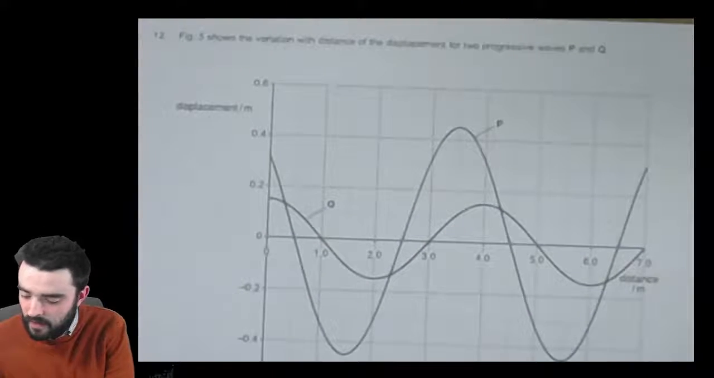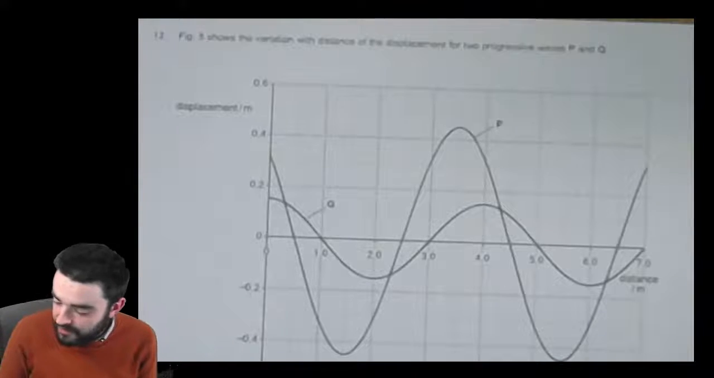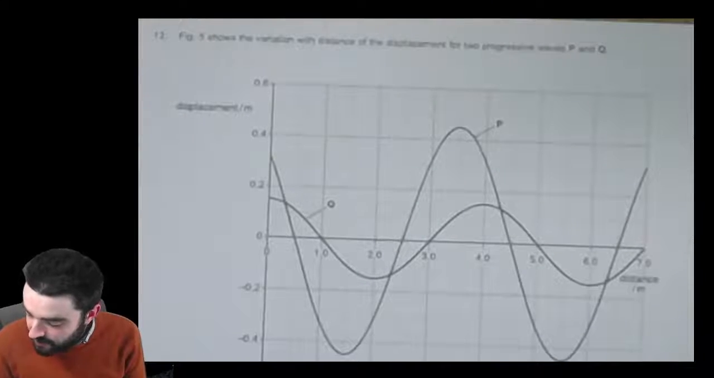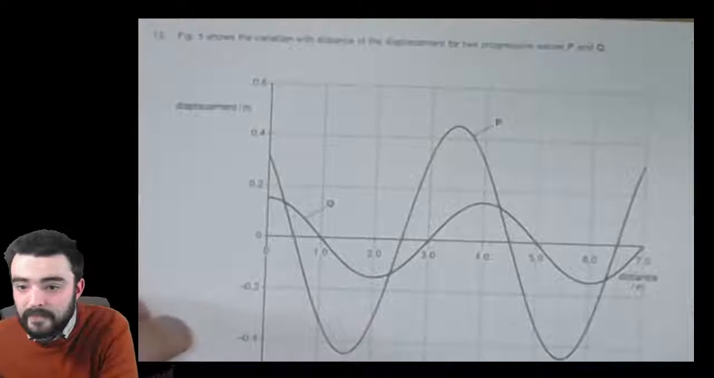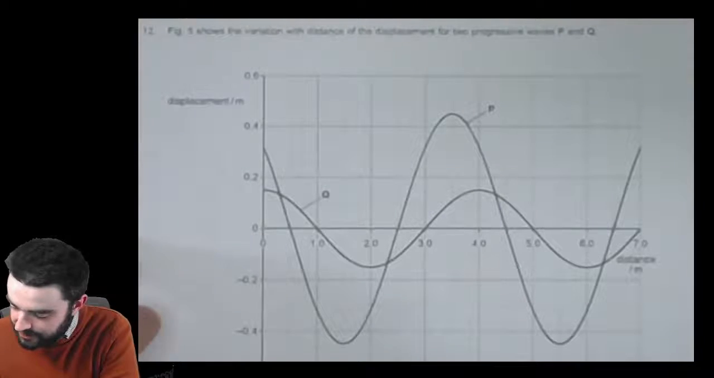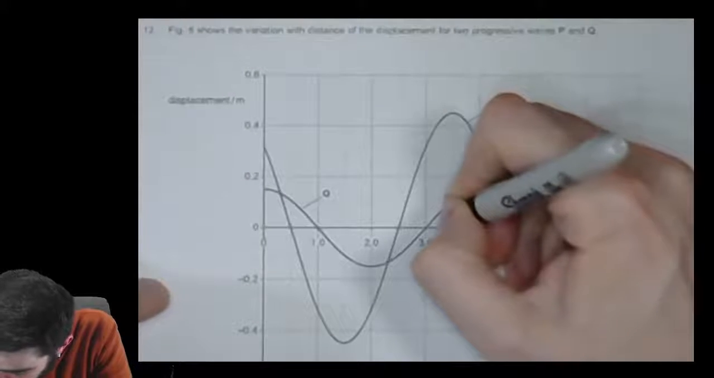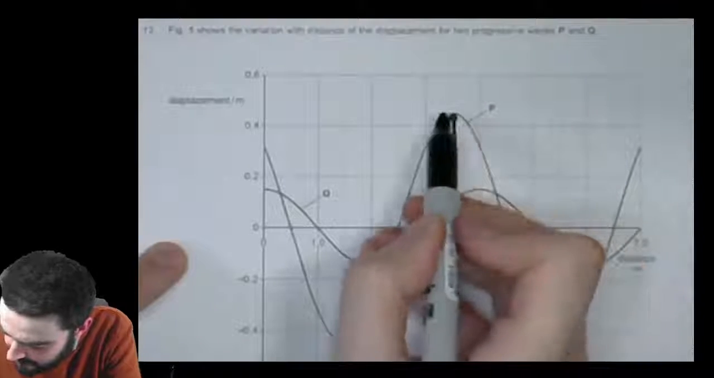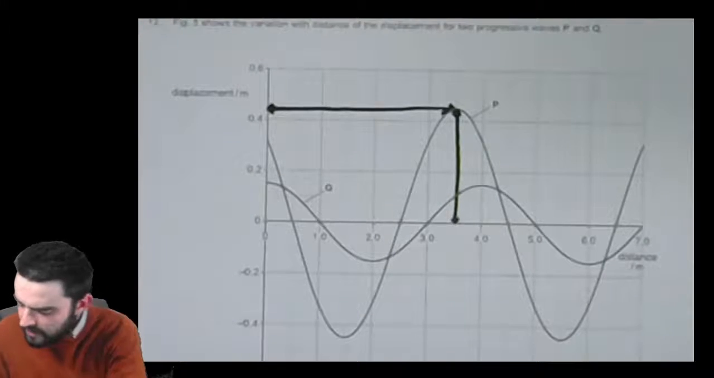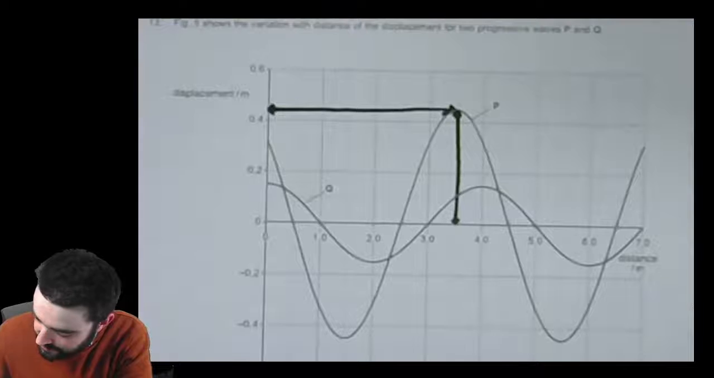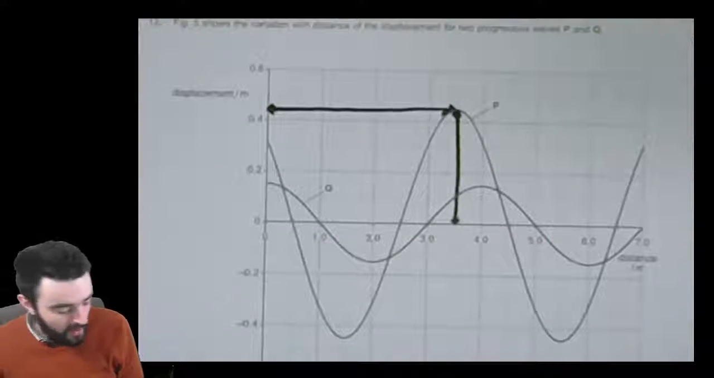Okay, so figure 5 shows the variation with distance of the displacement of 2 progressive waves P and Q. State the amplitude of P. So to find amplitude, I don't actually have a ruler here. Okay, imagine I had a ruler. We're needing to use the graph to do this, so we need to go to a peak or to a trough. So I'm just going to go to a peak because it's there. So I know I need to go from there to there, and I would go across. I'm doing this very scrappily, but in an exam I would have a ruler and I'd do that. And from that, we could see that it was 0.45 meters.